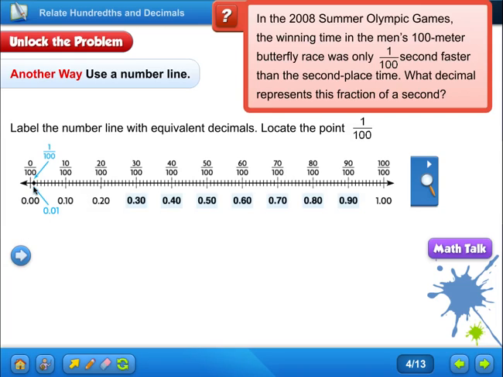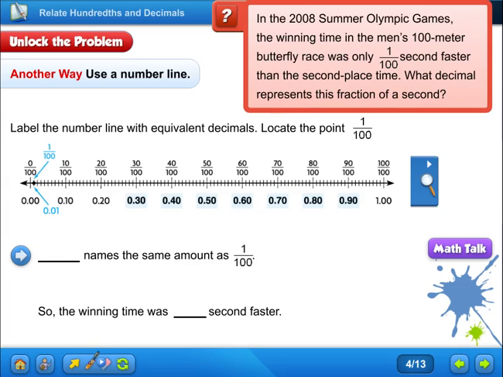So this would be 10 hundredths. This would be 20 hundredths, 30 hundredths. Here, though, is what you're looking at, because you're looking at 1/100th. So it's right there. It's so small. Look how small that is. It is right there in that little spot. It's not even a tenth. It is a hundredth.